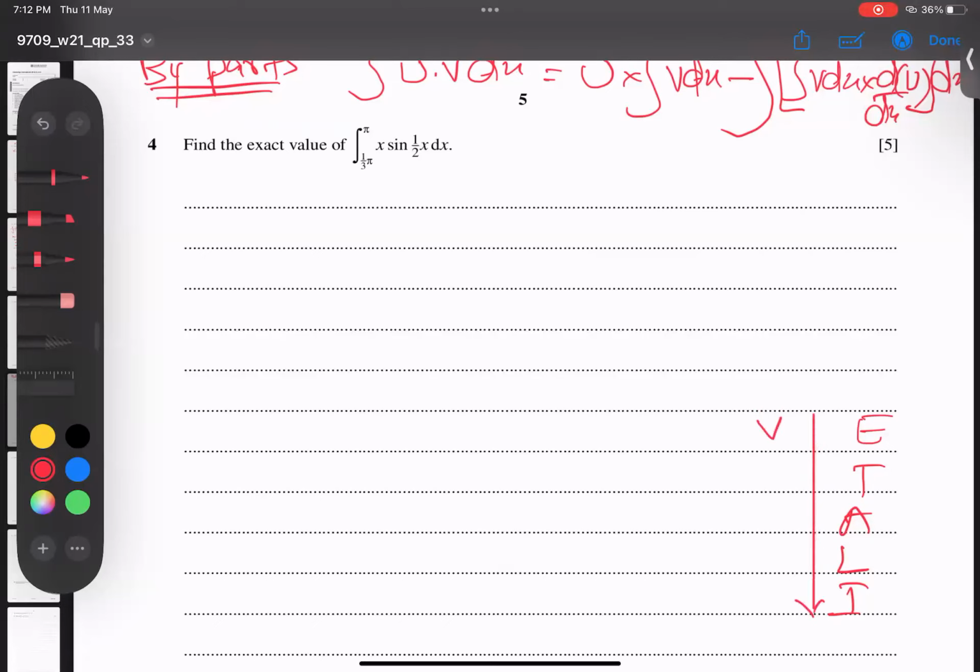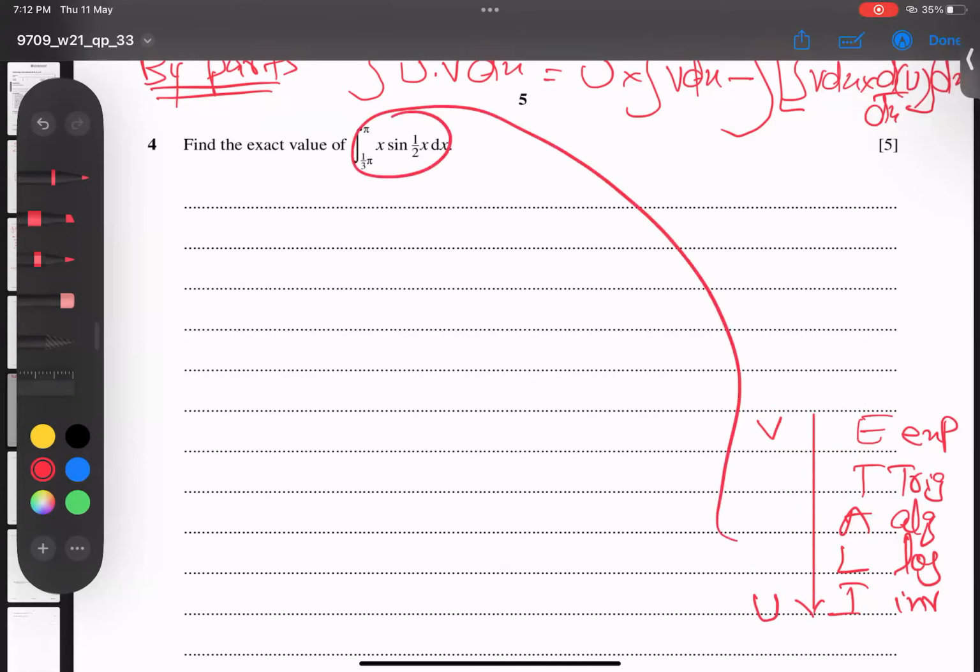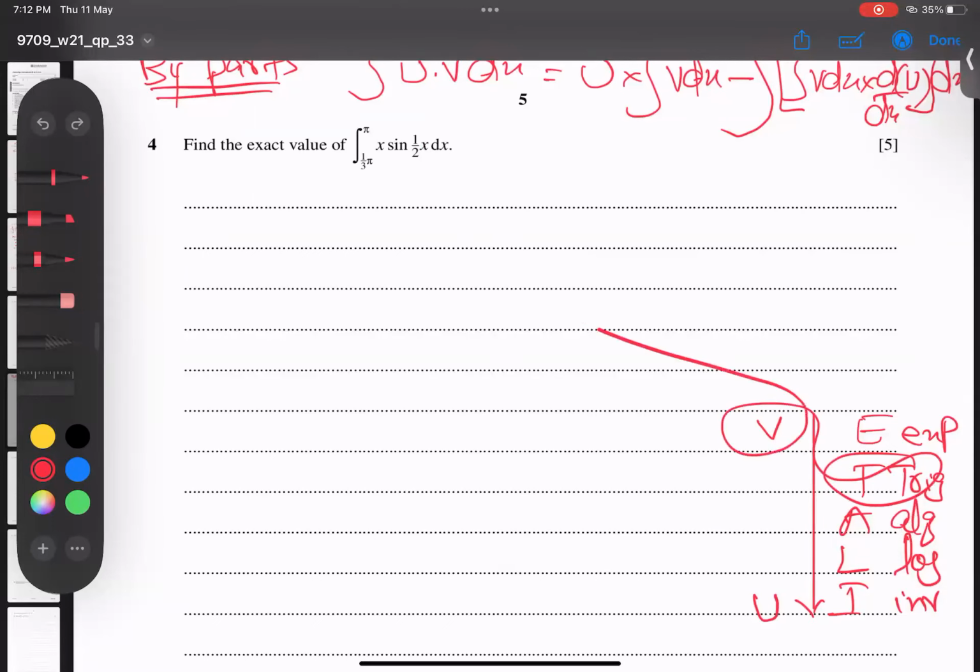Top is V, down is U. I for inverse, L for logarithm, A for algebra, T for trigonometry, E for exponential. So for example, if exponential and trigonometry come together, I will take exponential as V, and trigonometry as U. Now in our particular situation, trigonometry and algebra are coming together. So trigonometry I will treat as V, and algebra I will take as U.